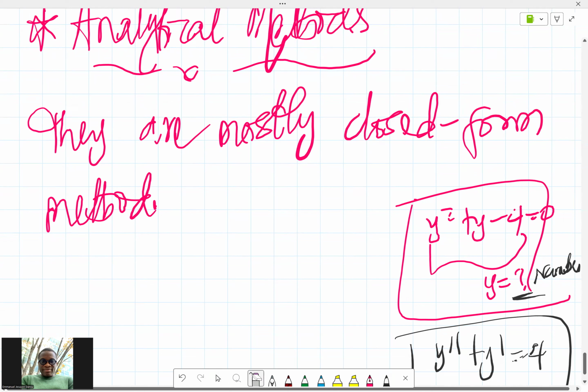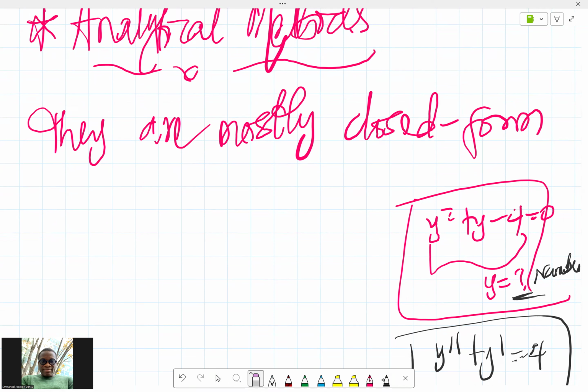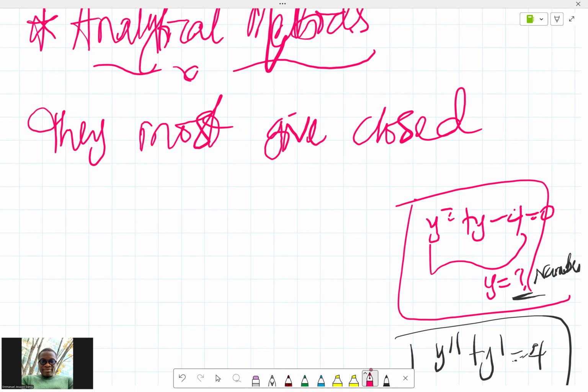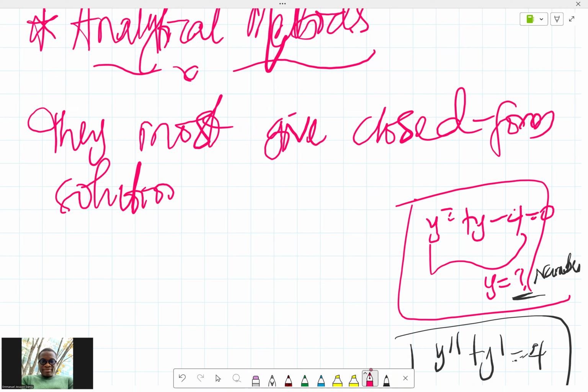Let me put it better. Analytical methods mostly give closed form solutions. It means when you solve the problem, you're going to get y equal to something for sure. Under this, we can begin to itemize possible methods.